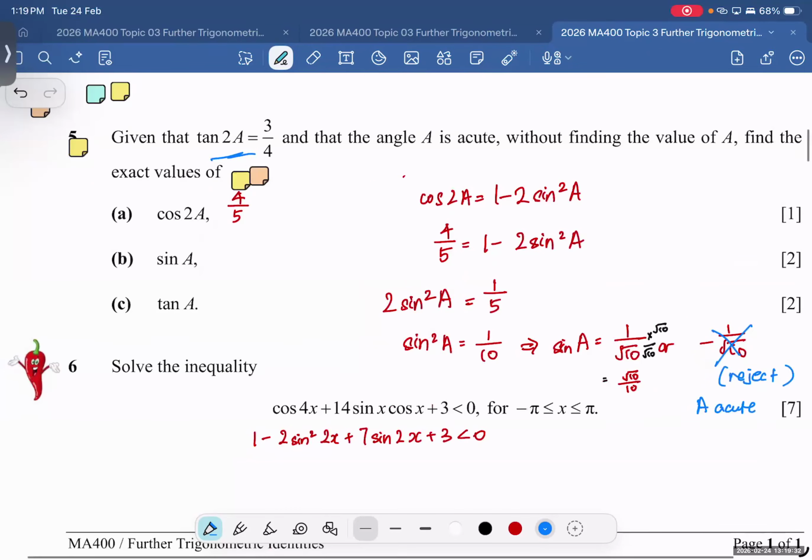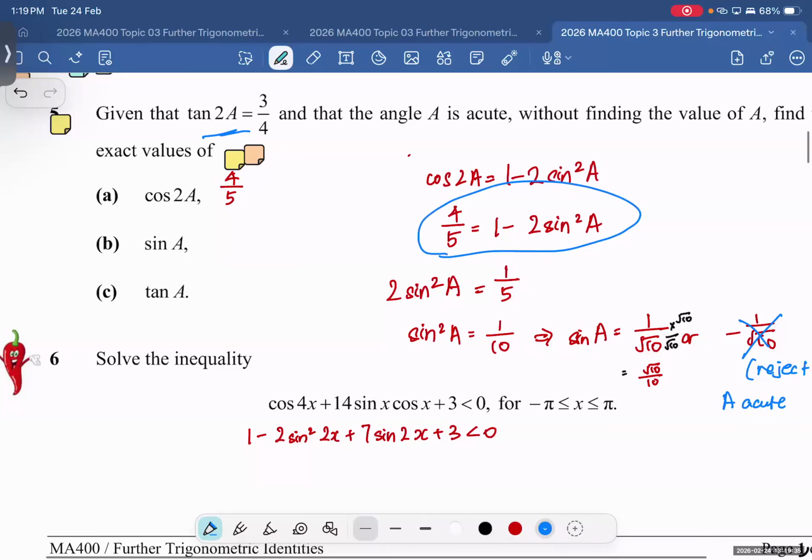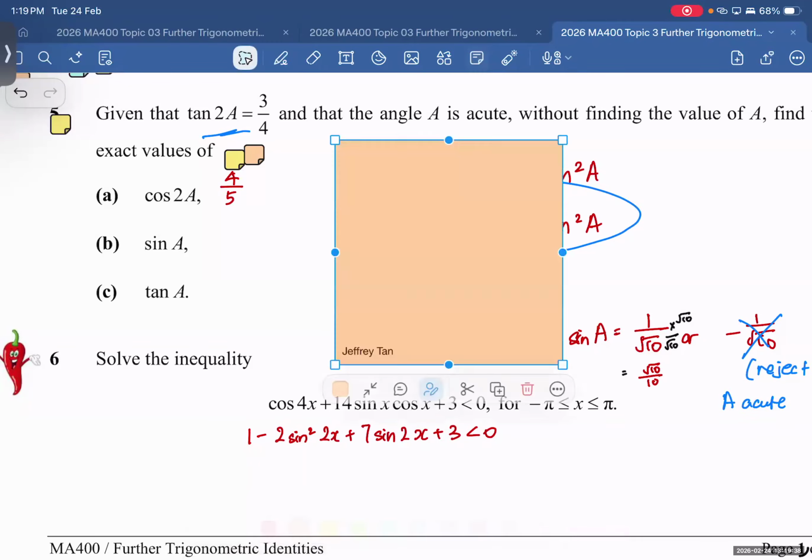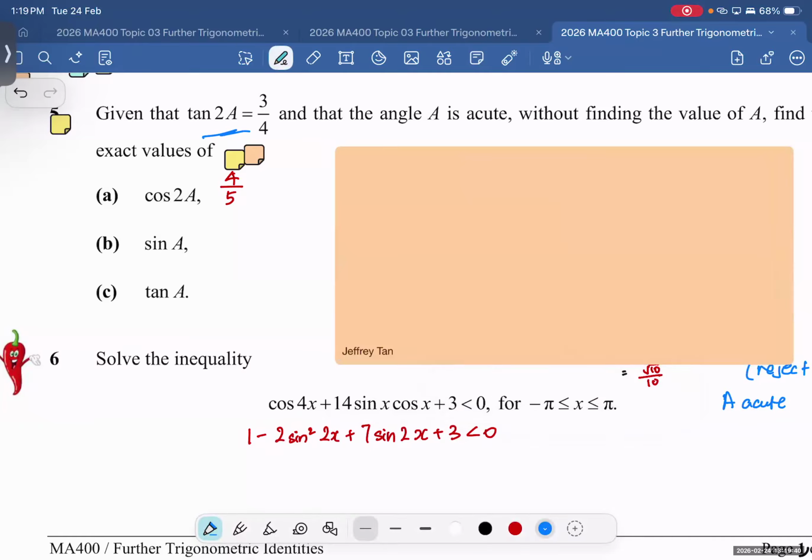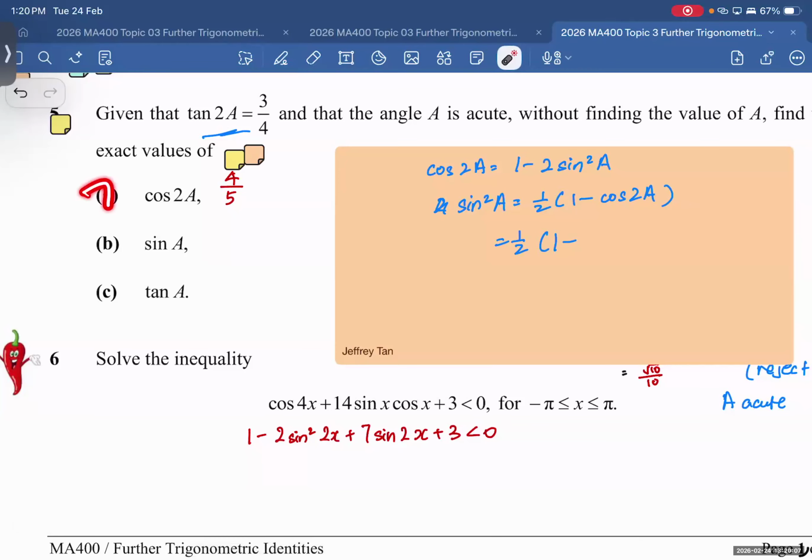But to find B is actually very easy. Just use this one. You know that cos 2A is 4/5, right? So cos 2A is also 1 minus 2 sine squared A. So we need that sine squared A is half of 1 minus cos 2A, which is half of 1 minus 4/5. Use what you found. Mathematics is like a storybook, you know. When you read chapter 1, it helps you to understand chapter 2.